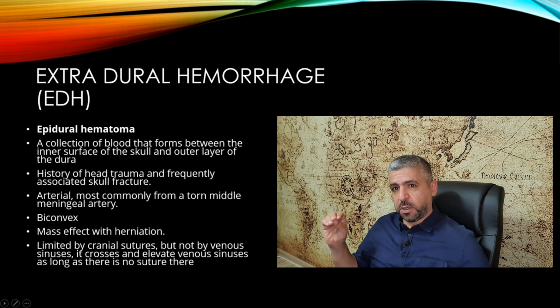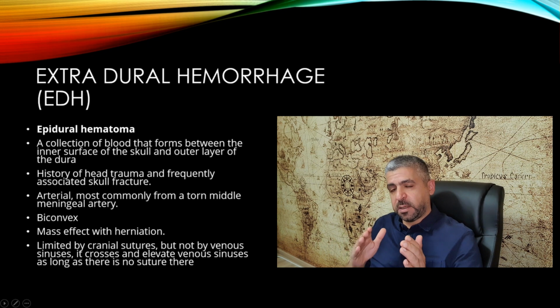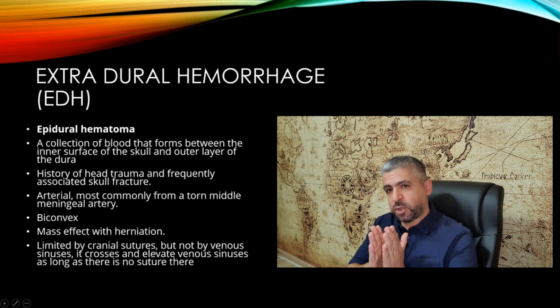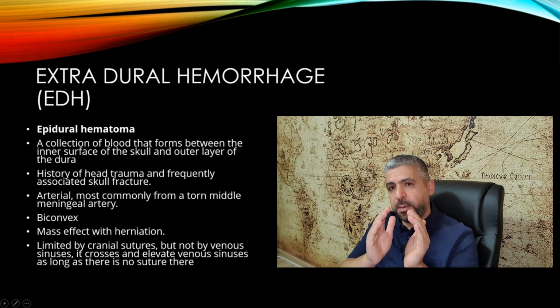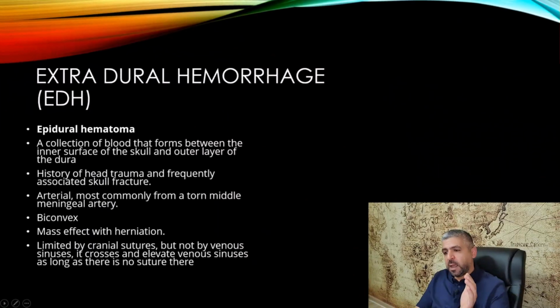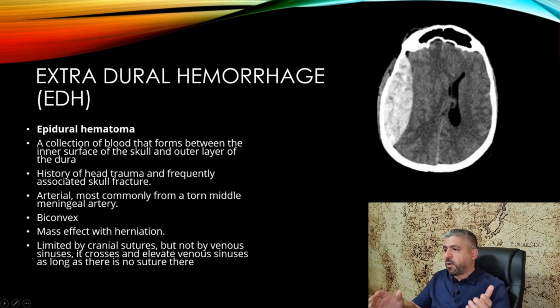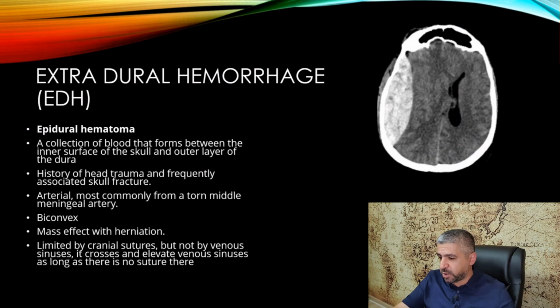Regarding extradural hemorrhage, also called epidural hemorrhage or epidural hematoma, it's a collection of blood that forms between the inner table of the skull bone and the outer layer of the dura. And as we know, the dura is firmly attached to the bone. So the blood will have to strip the dura from the bone, resulting in a biconvex collection, just like here. You can see it's biconvex because the dura is stripped from the bone.